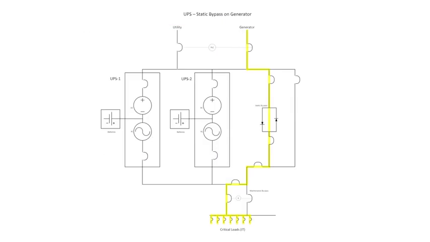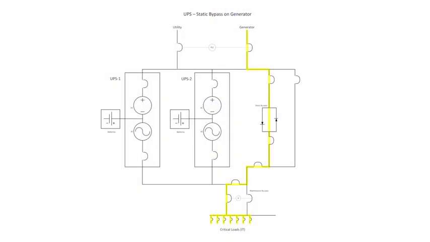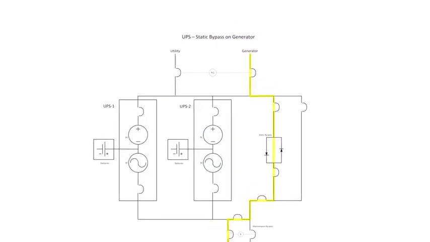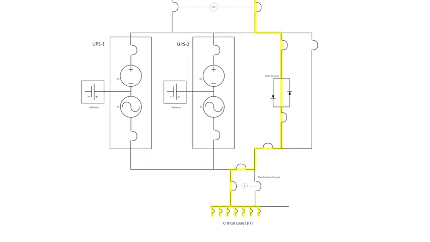The next step is to perform the static bypass transfer, which is the first step to electrically isolate the UPS modules. This transfer is automated and initiated through the UPS controls. As illustrated, the power flows from the generators through the static bypass into the IT load. This transfer is a closed 50 millisecond transition, meaning the transfer is transparent to the critical loads.